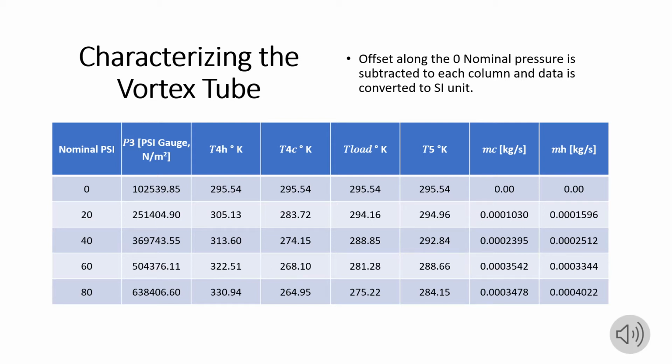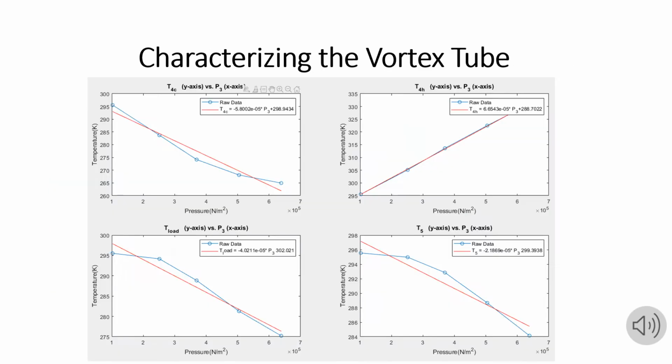Here we can find that T4H and mass flow rate are proportional to the input pressure. T4C, T load, and T5, on the other hand, are not proportional. A more specific relationship is shown in the next slide. These figures are the data plots from the previous table, showing the relationship of T4 cold and hot, T load, and T5 along with the varying pressure. A York regression is applied to draw a fitting line, and the slope and y-intercept are shown in the graph.